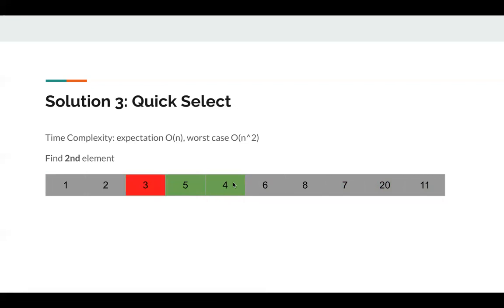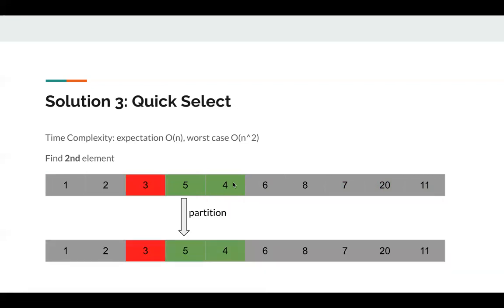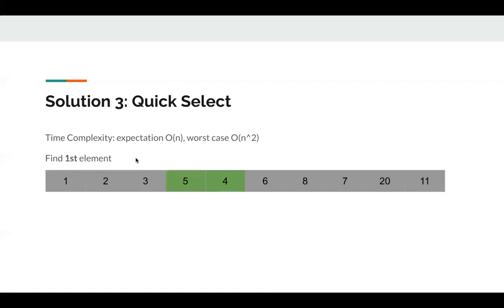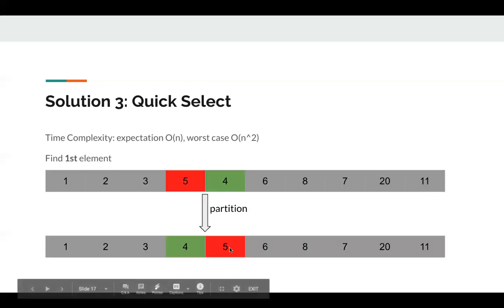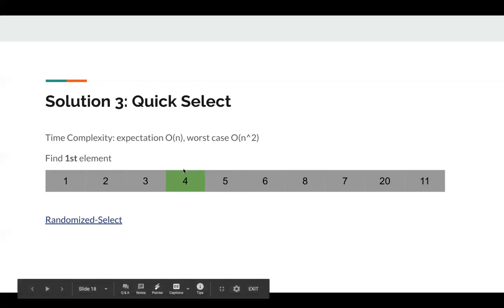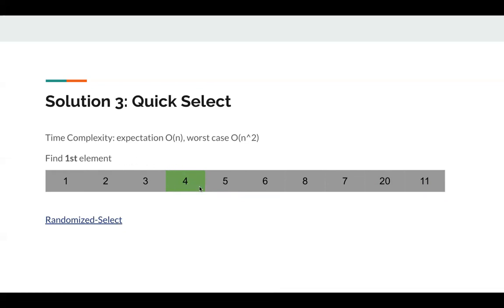Okay, we pick the pivot again, then do the partition. Then we know this subproblem becomes finding the first element in this green subarray. Then we pick a pivot and do the partition. We know there is one element before the pivot, and we need to find the first element, so the answer is in the left part. So the subproblem becomes finding the first element in this green subarray. And so the condition is met, we find the answer, then we can stop.